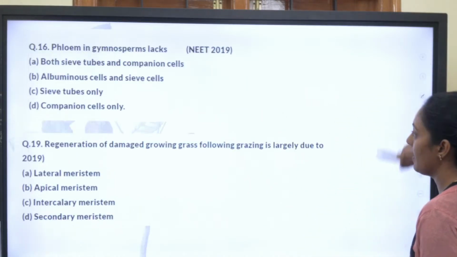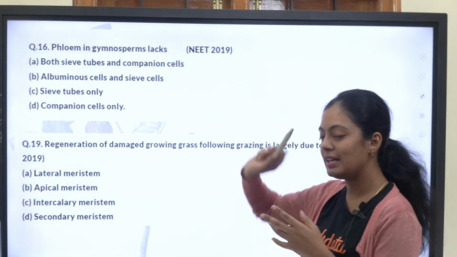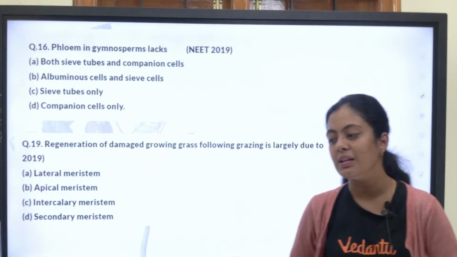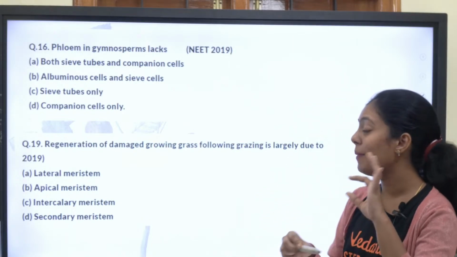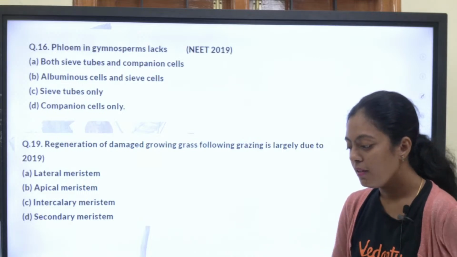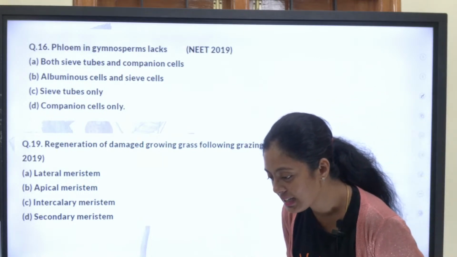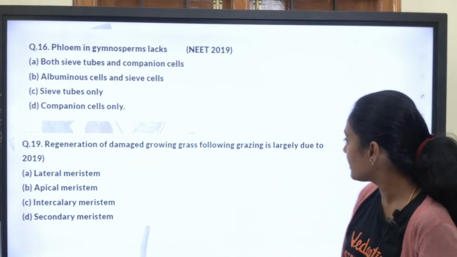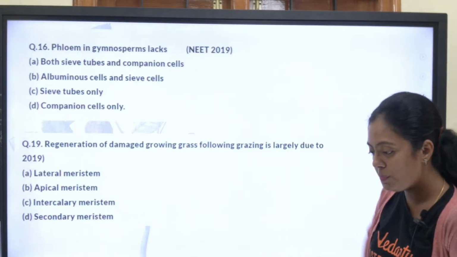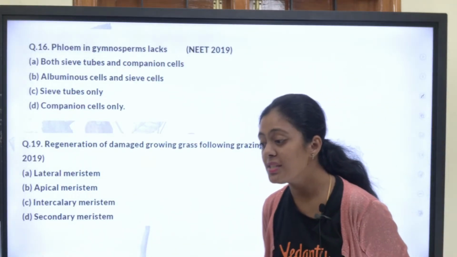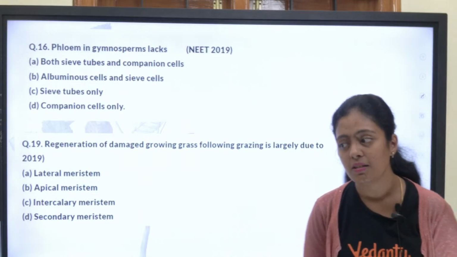Okay. Yeah. Tell me this. This I didn't discuss, but it's there in your NCERT. Phloem in gymnosperm lacks what? Phloem in gymnosperm. This is clear. This picture is clear, Janice. I know this picture is not so clear. That's why I wrote it again here. I hope this should be clear, right? This was a NEET 2019 question.